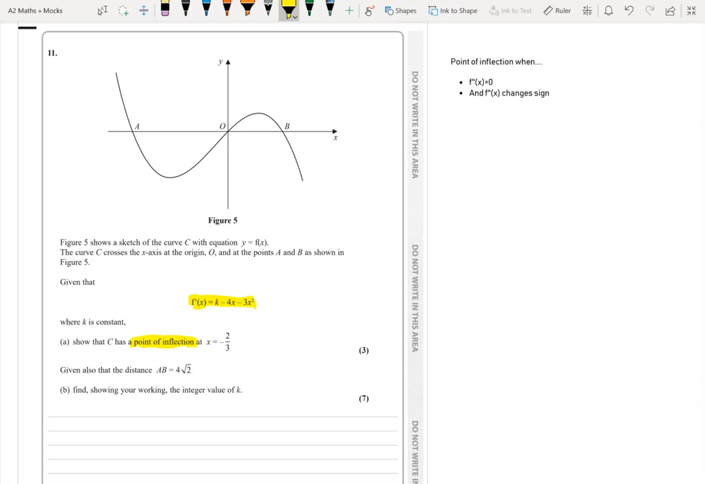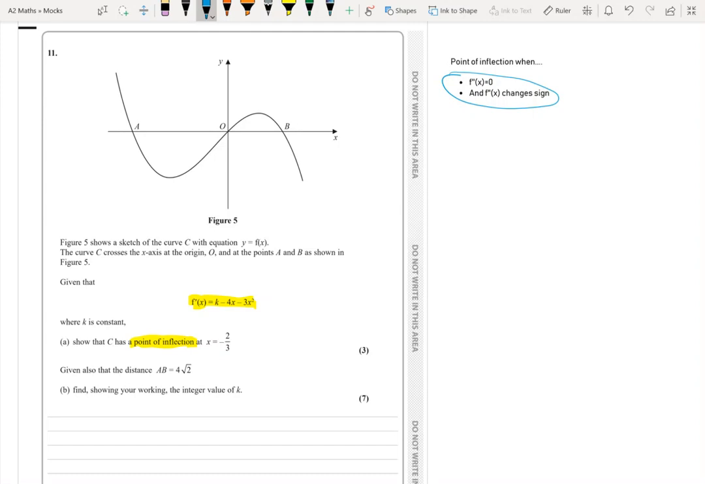Okay, so I put a reminder up on the side. Point of inflection, we need two things to happen. We need the second derivative to equal 0, and we need the second derivative to change sign, so it needs to be maybe negative on one side and positive on the other, or vice versa. So we're going to have to check both of those things to fully justify our answer to part A. So let's do a bit of work up on the side.